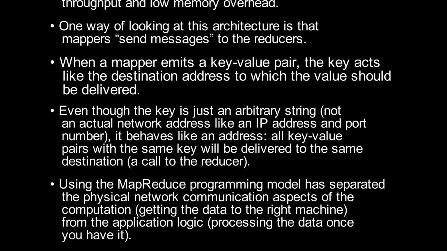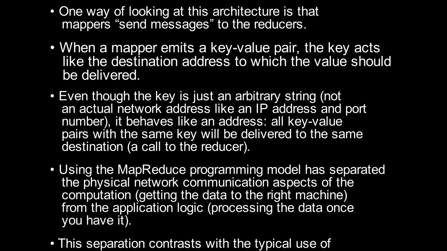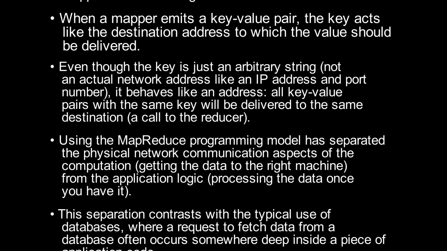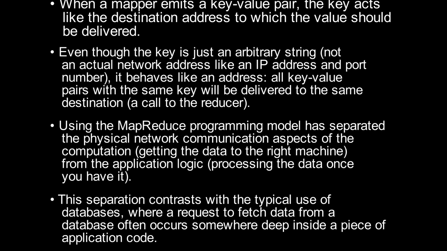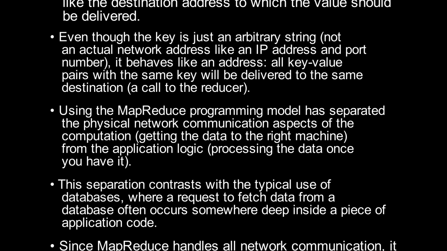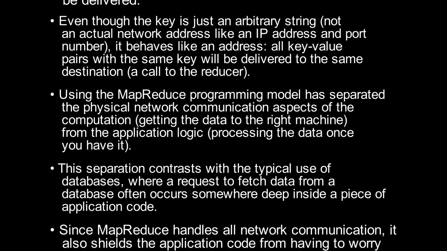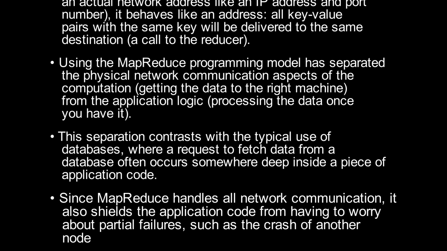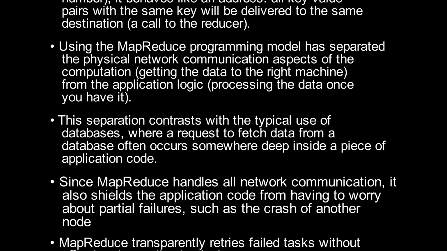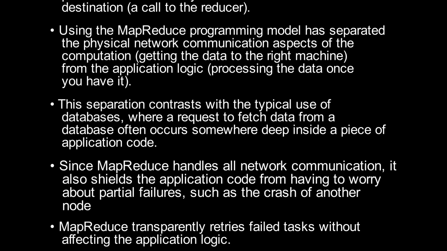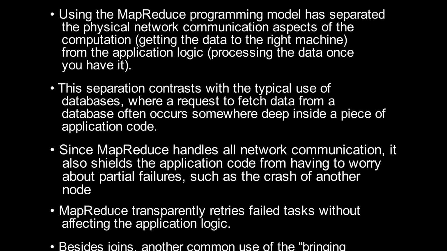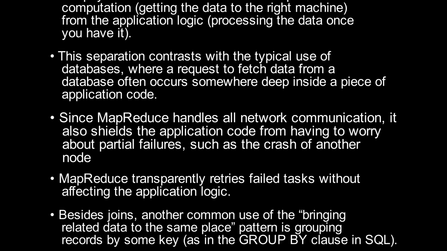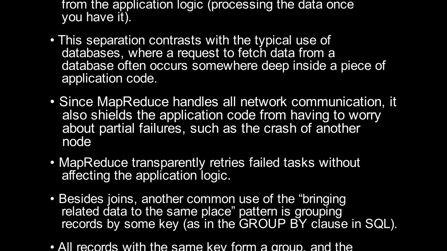Using the MapReduce programming model has separated the physical network communication aspects of the computation, getting the data to the right machine, from the application logic processing the data once you have it. This separation contrasts with the typical use of databases, where a request to fetch data from a database often occurs somewhere deep inside a piece of application code. Since MapReduce handles all network communication, it also shields the application code from having to worry about partial failures, such as the crash of another node. MapReduce transparently retries failed tasks without affecting the application logic.